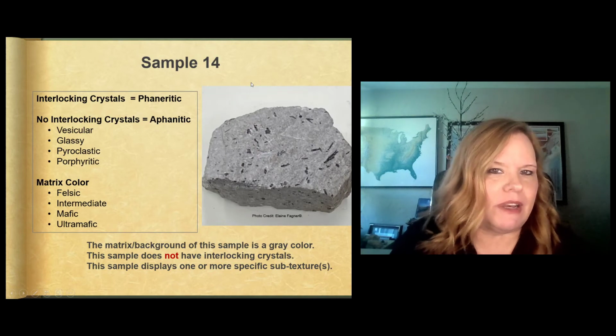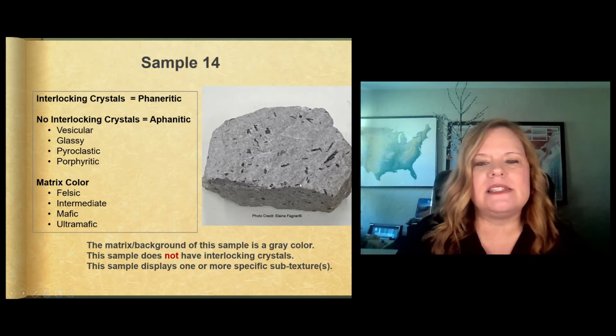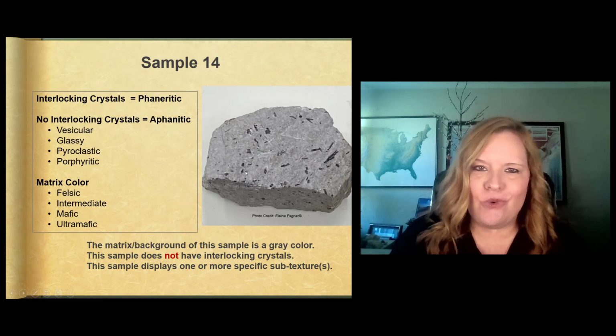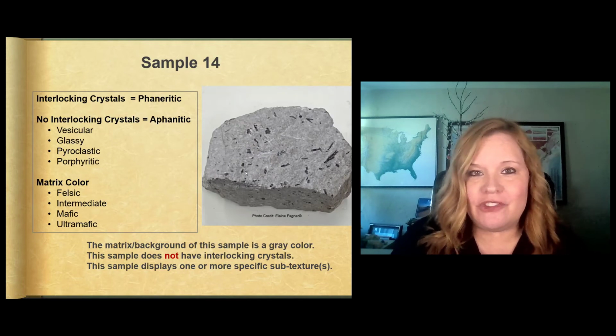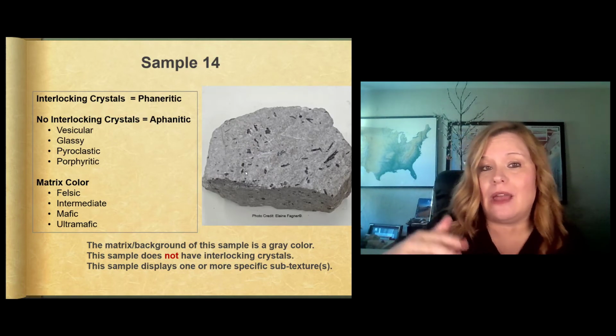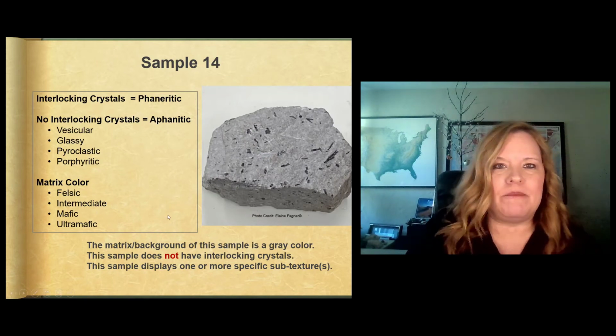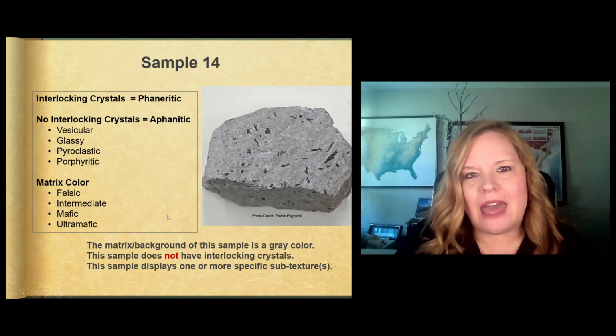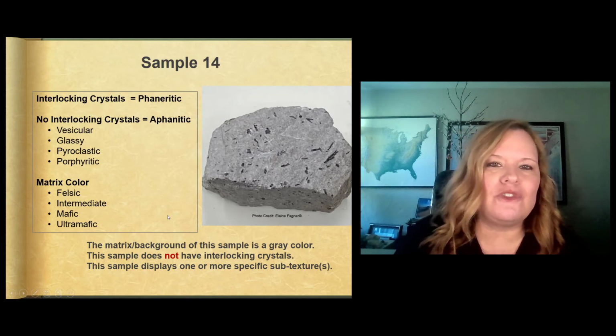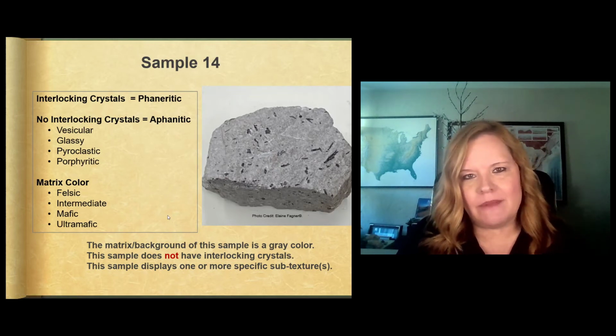Then you have already established, once you looked at that, it is non-interlocking. That means it's aphanitic. So the next thing is color. So this is a gray color. It's one of the true 50 shades of gray. It's getting up there towards a light gray, but it's not quite there. And because of that, that puts it in the intermediate category. What's the name of the intermediate aphanitic igneous rock? That's what you got here.